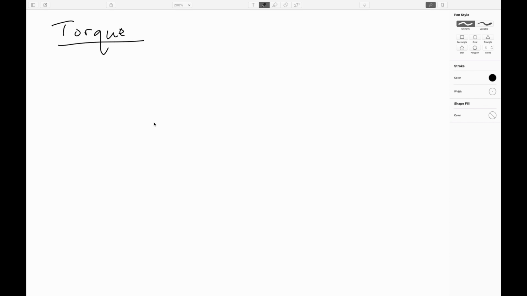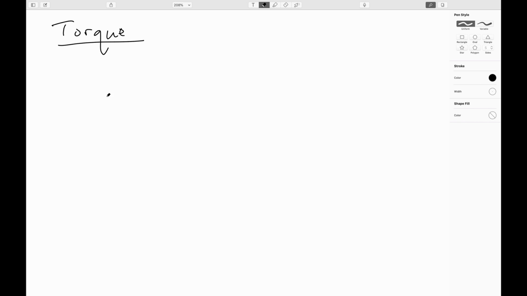So it appears to matter how hard you push, where you push, and which way you push. So we need to encode all of those into it. And it turns out that our definition of torque will do all that.